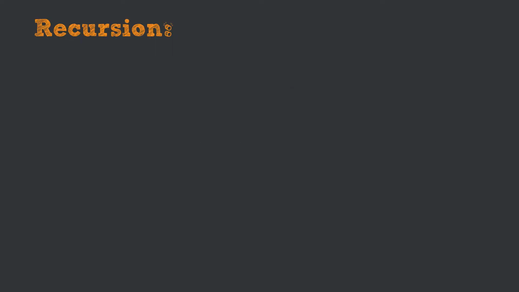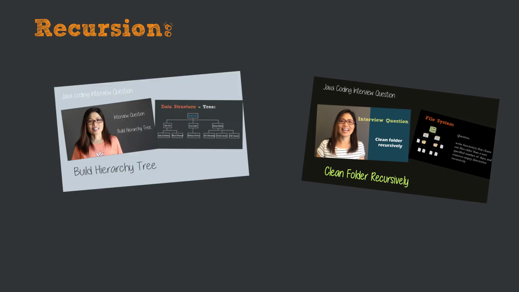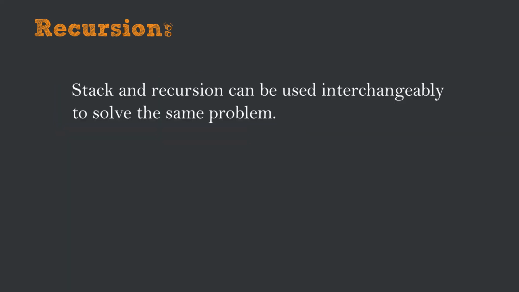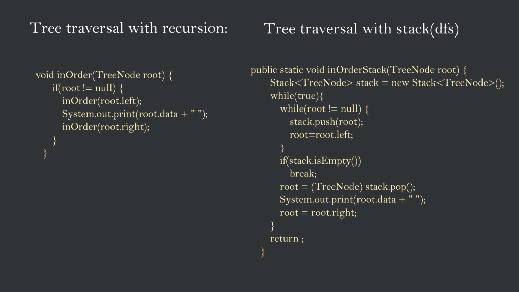I have also introduced recursion, or recursive programming, in the tutorial Clean Folder Recursively and Build Hierarchy Tree. To recap, recursion is a method in which a function calls itself. As you may know, sometimes stack and recursion can be used interchangeably to solve the same problem. For example, we can use recursion to do an in-order binary tree traversal. See the code here. Alternatively, we can use stack to do tree traversal without recursion.